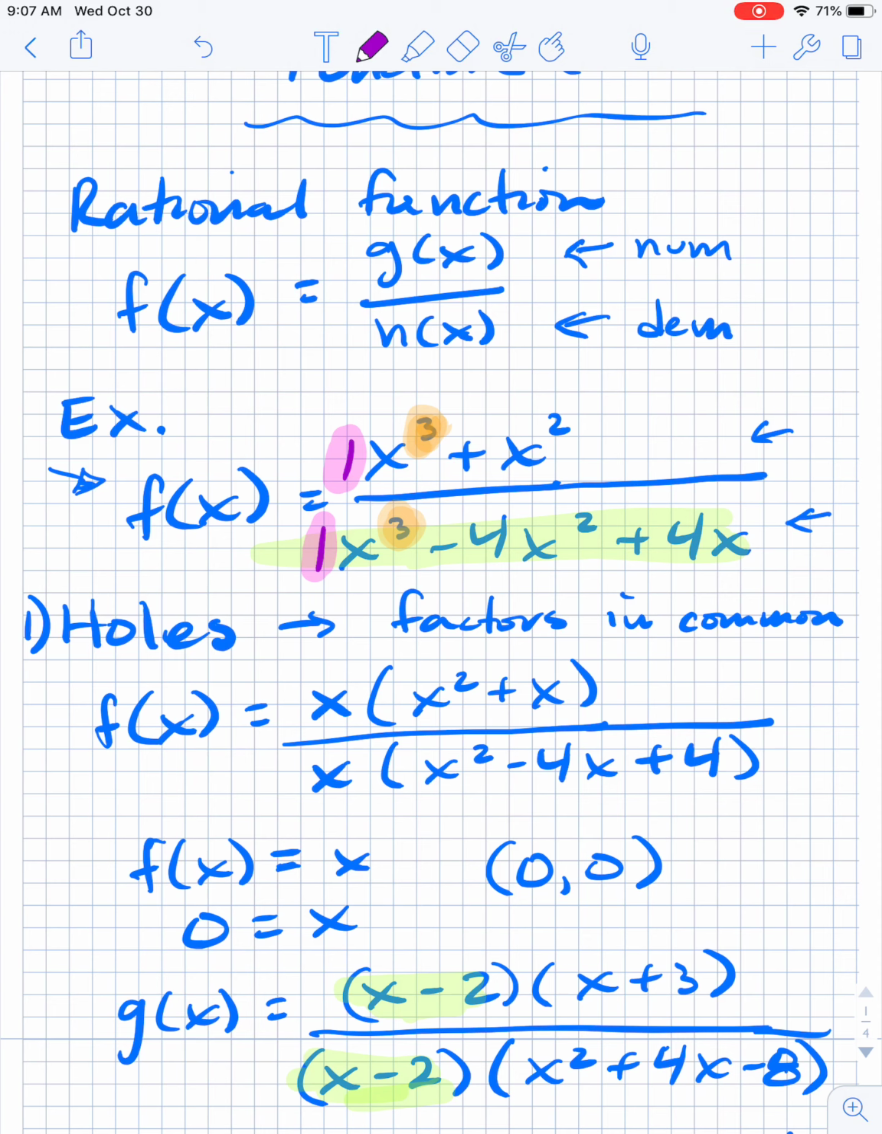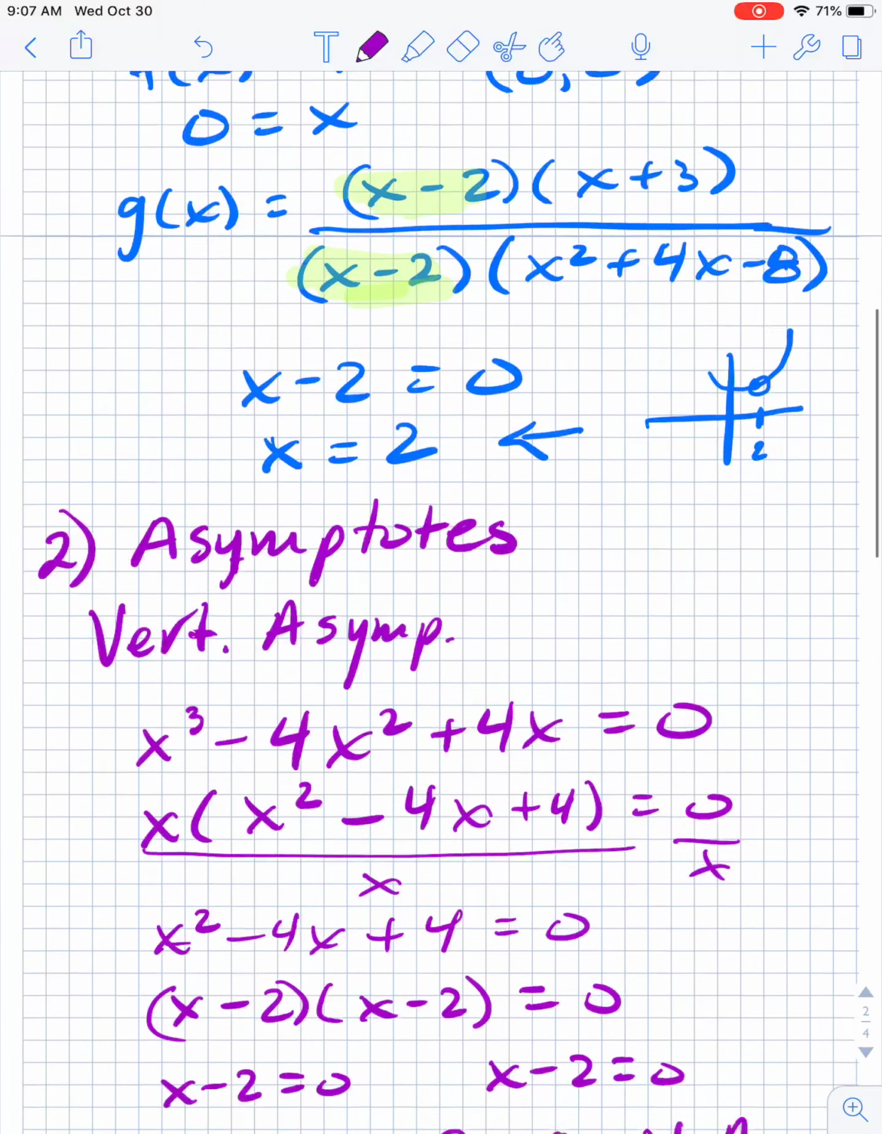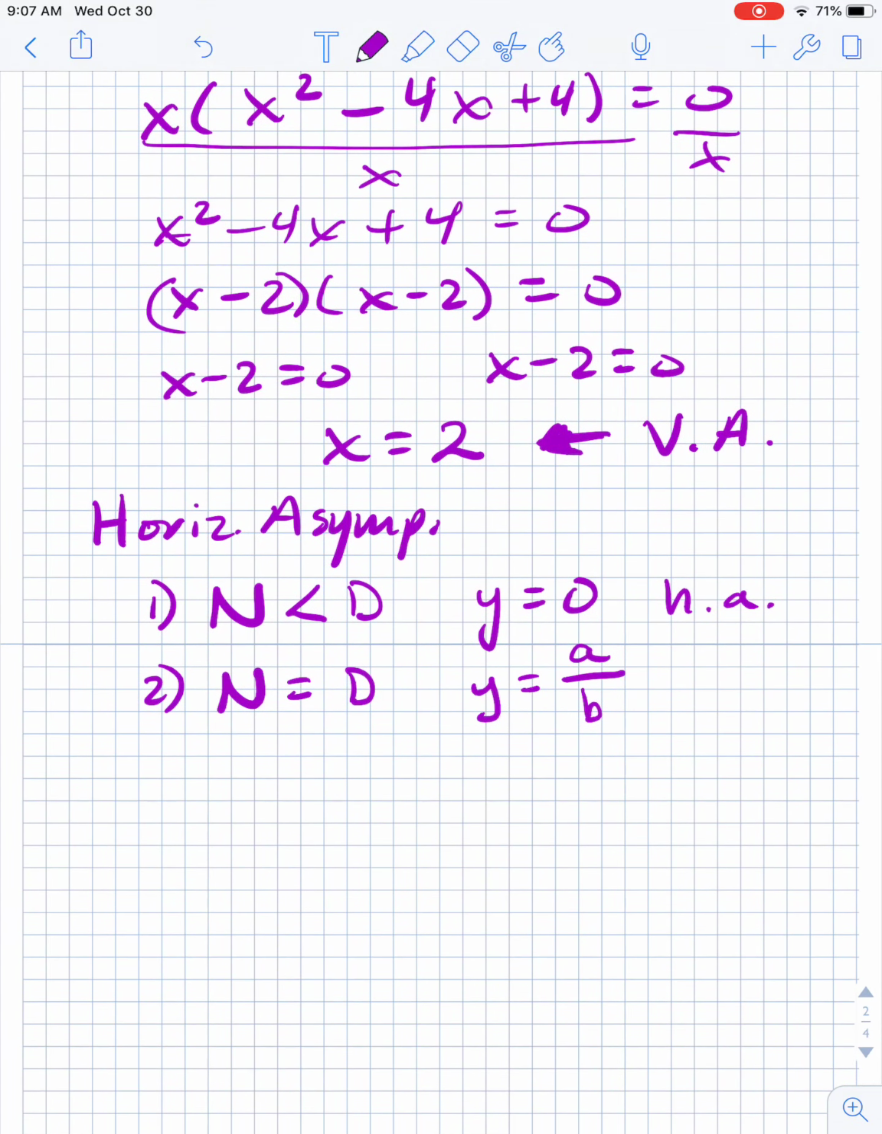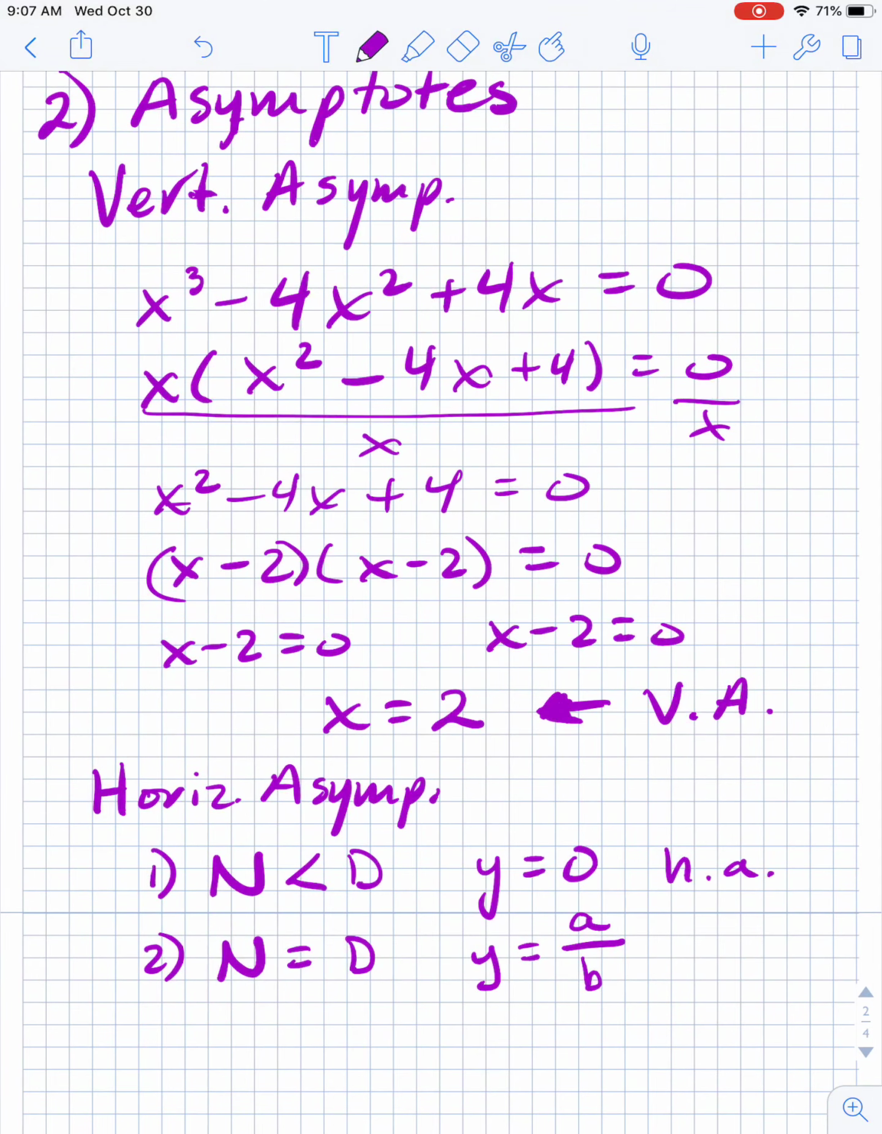So that means that the horizontal asymptote for my example is going to be y is equal to 1, okay?